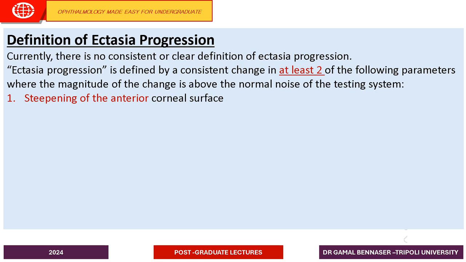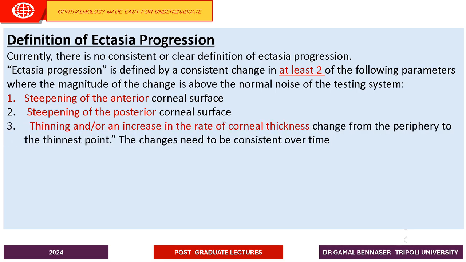Number 1, presence of steepening of the anterior corneal surface; number 2, presence of steepening of the posterior corneal surface; and number 3, thinning or increase in the rate of change in the thickness of the cornea from the periphery to the thinnest point. So at least 2 of these should be available before we can document or say that there is an active progression of the disease.